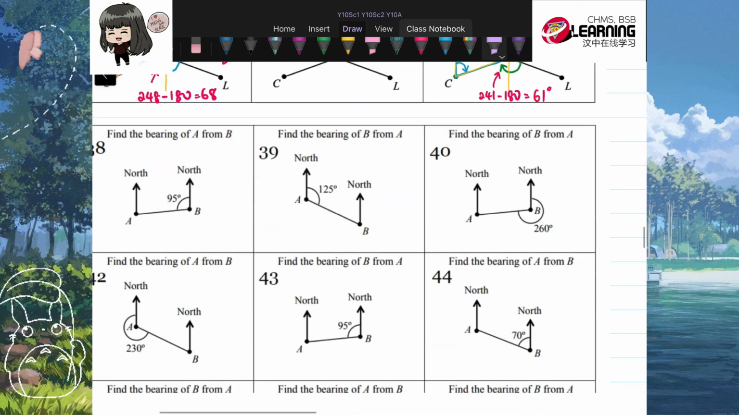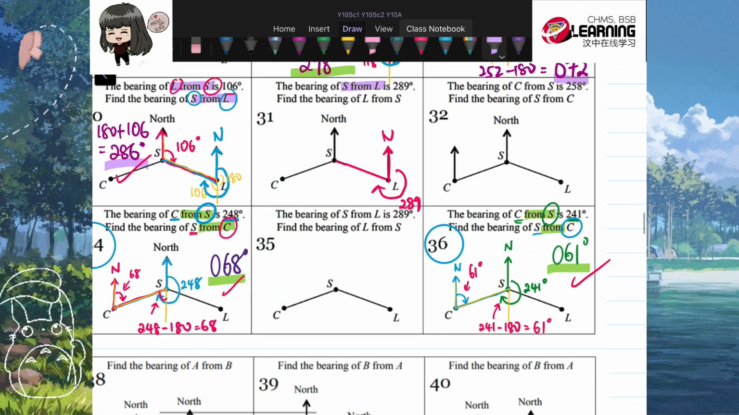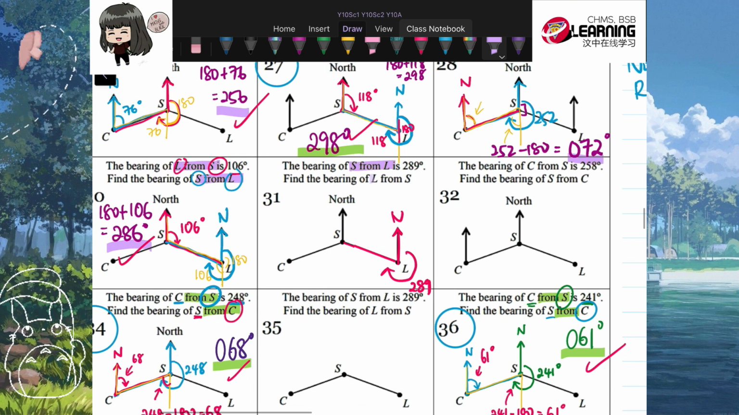Okay, and then L from S. So the bearing of L from S: from S, from a north, and then SL. So this is the angle that you need to find. Okay, so the angle will be alternate angle. So this is the angle that you need to find, which is the same as this. So this one is 289, the whole thing, minus 180. So 289 minus 180, you get 109 degrees. That's the answer. Tick also the answer if correct.